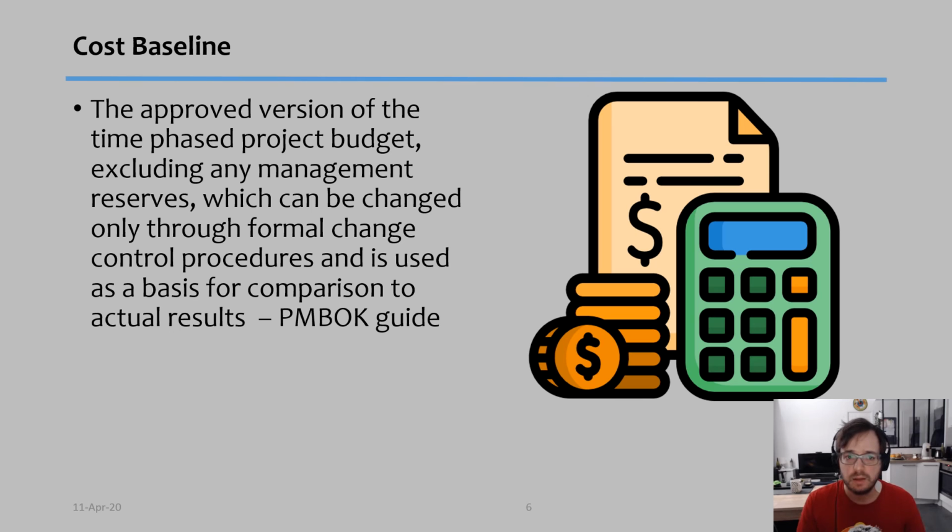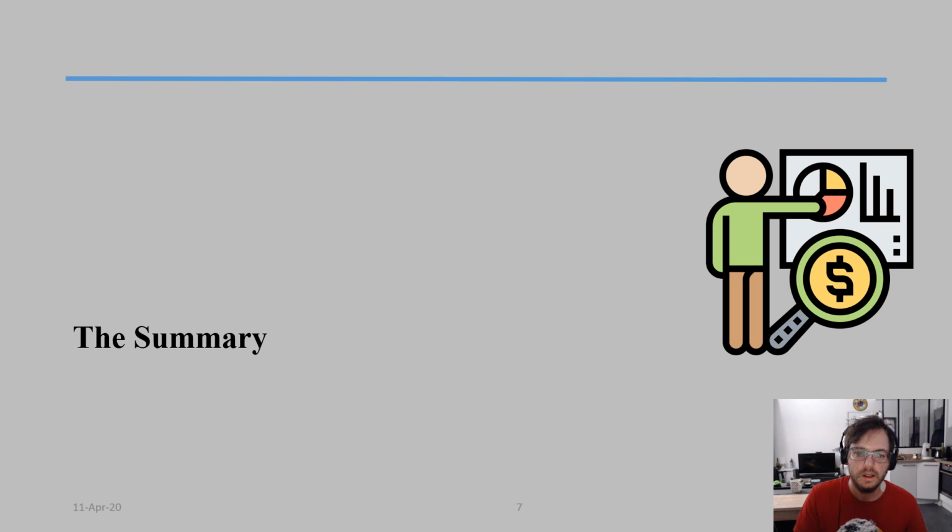Cost baseline is the approved version of the time-phased project budget, excluding any management reserves, which can be changed only through formal change control procedures and is used as a basis of comparison to actual results. In other words, it's the description of how much money I expected to spend on a specific project, or in every phase, and then I'm going to compare my actual spending to that original plan.